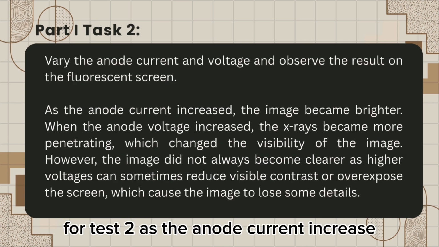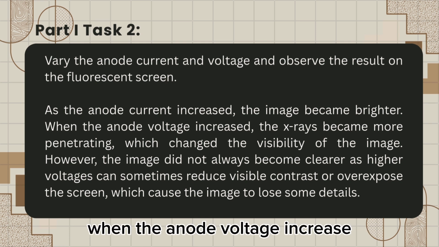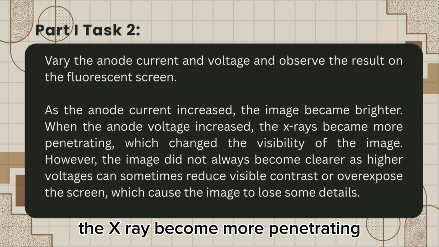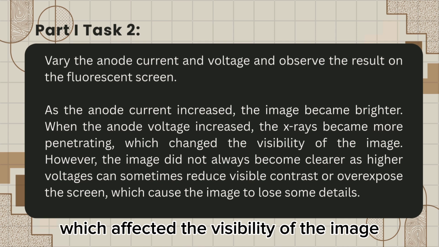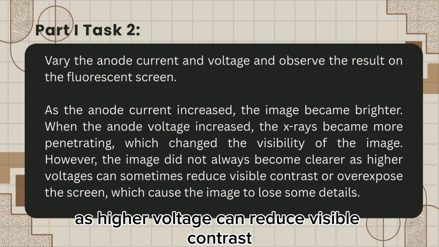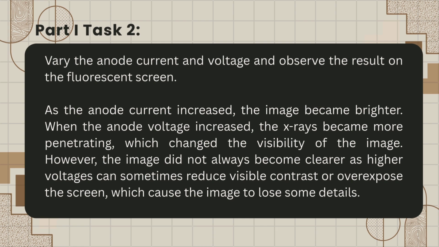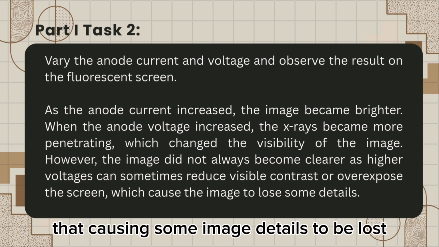For task 2, as the anode current increased, the image became brighter. When the anode voltage increased, the X-ray became more penetrating, which affected the visibility of the image. However, the image didn't always become clearer, as higher voltage can reduce visible contrast or overexpose the fluorescent screen, causing some image details to be lost.